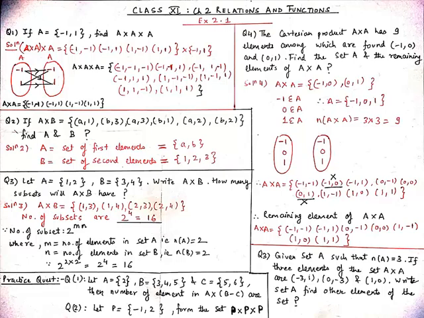So first we will find all the elements of A cross A: (-1, -1), (-1, 0), (-1, 1), then (0, -1), (0, 0), (0, 1), and then (1, -1), (1, 0) and (1, 1). In A cross A we are given (-1, 0) and (0, 1), and we have to find the remaining elements. So we will eliminate these two ordered pairs, (-1, 0) and (0, 1). The remaining elements of A cross A will be equal to {(-1, -1), (-1, 1), (0, -1), (0, 0), (1, -1), (1, 0), (1, 1)}.